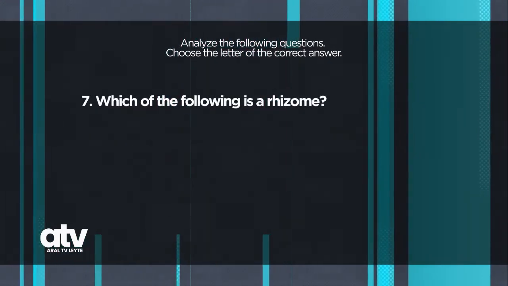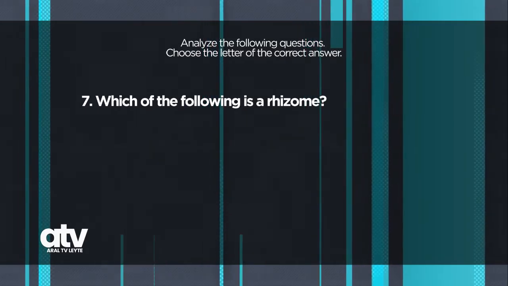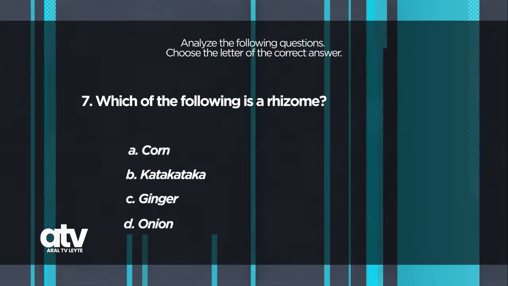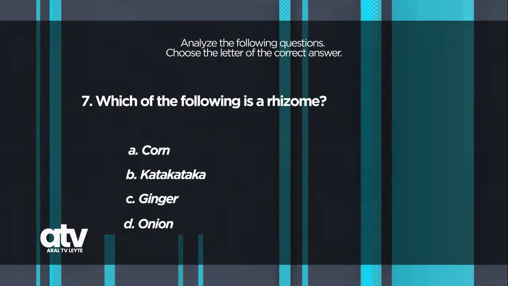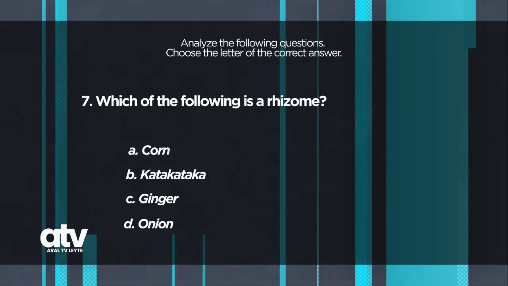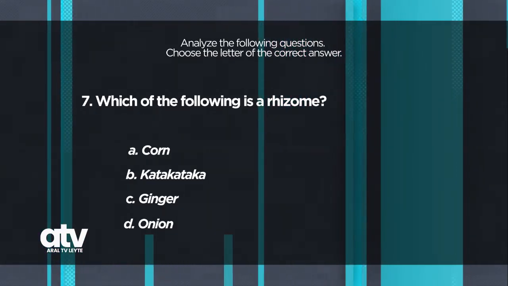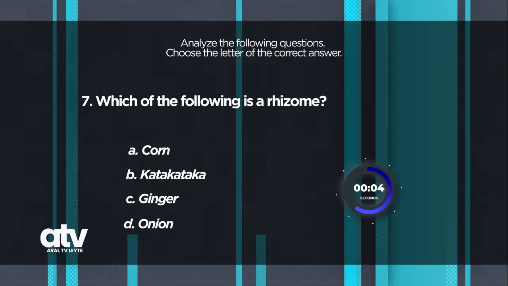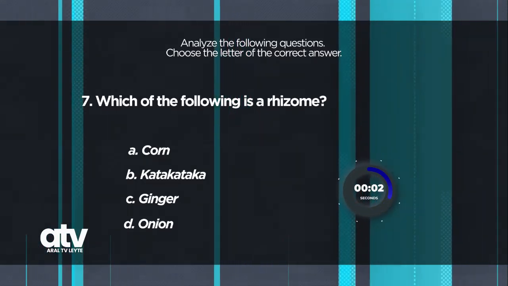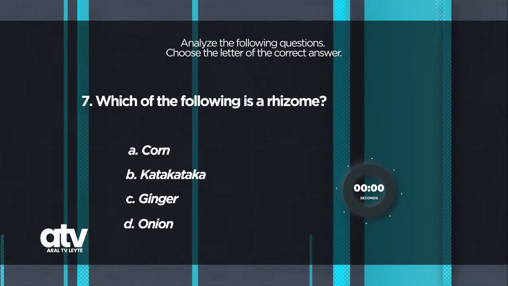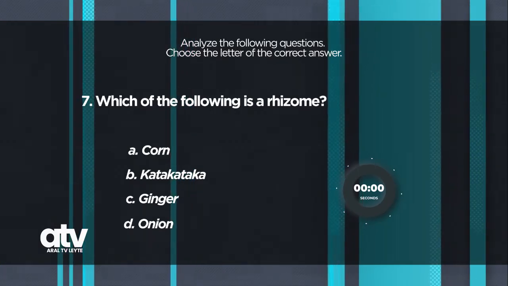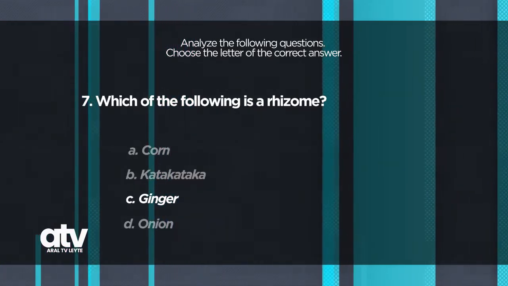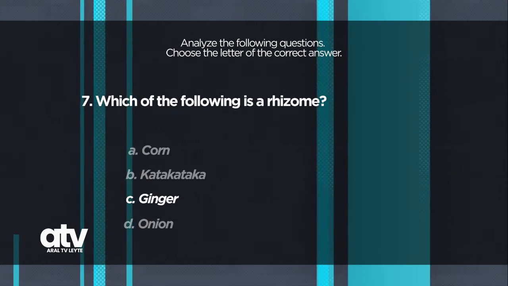Number 7. Which of the following is a rhizome? A. Corn. B. Katakataka. C. Ginger. D. Onion. The correct answer is letter C. Ginger.